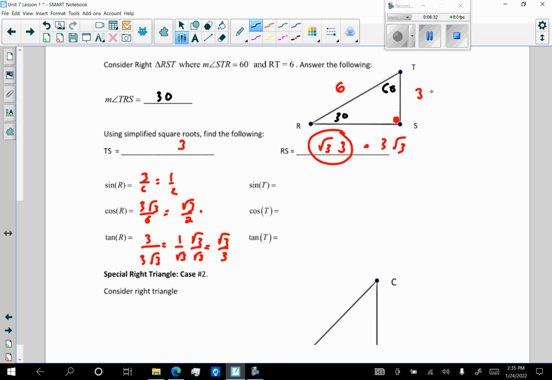Okay, and so let's continue and find the sine of T. The sine of T is the opposite, which is 3 square root of 3, over the hypotenuse, which is 6, which is square root of 3 over 2. The cosine of T is the adjacent over the hypotenuse, which is 3 over 6, which is 1/2. And the tangent of T is the opposite, which is 3 square root of 3 over 3, which is just square root of 3. Okay?